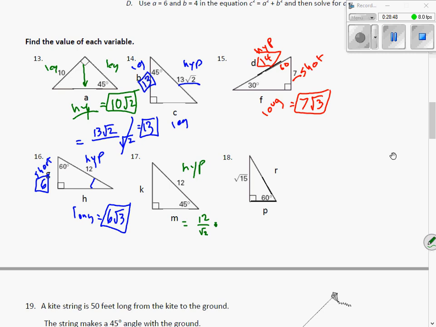If you multiply that by square root of 2 over square root of 2, square root of 2's become plain old 2. And then we get 12 square root of 2 on top. Now don't forget to reduce that. The 12 and the 2 become 6 and 1. So really this is just plain old 6 square root of 2. What's that in decimal form? 8.5.